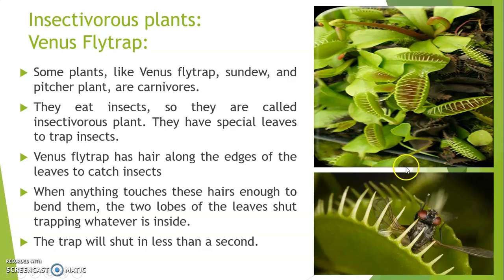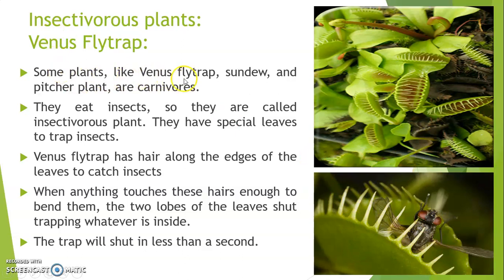Correct? So whenever any animal or any insect gets inside this opening and sits for a while there, in a second these hairs close and the Venus flytrap traps the insect inside. Okay, understood? These are the insectivorous plants, the plants that eat insects.